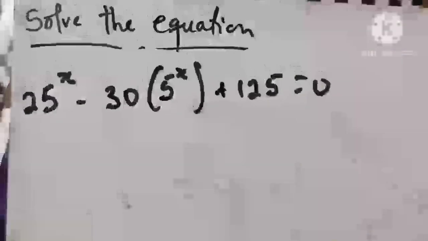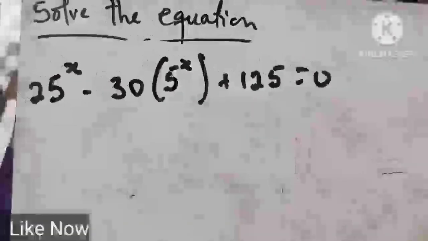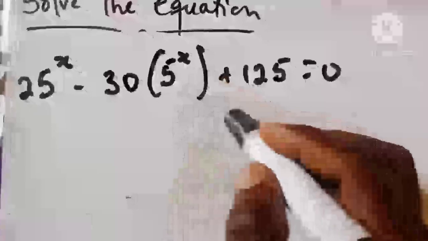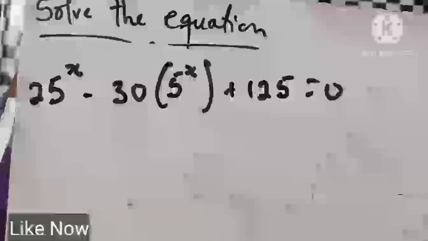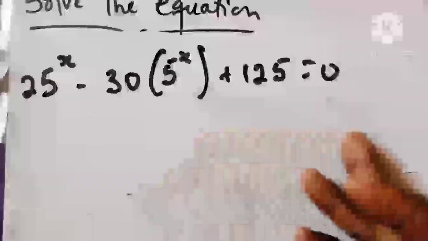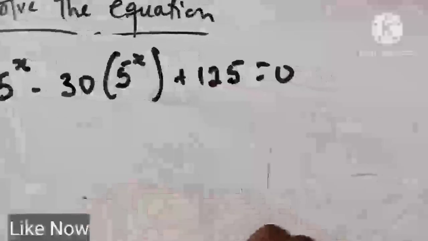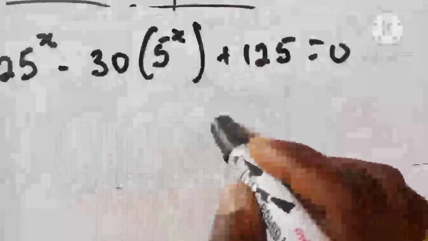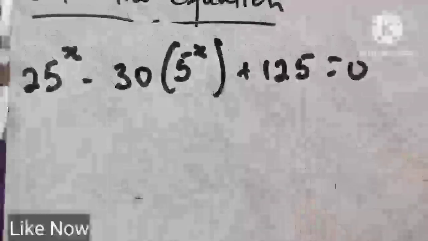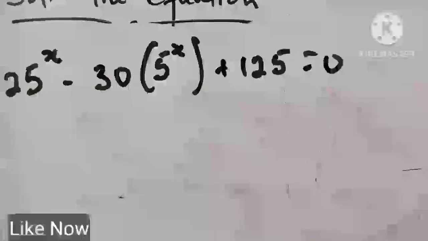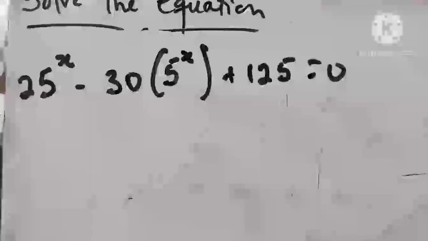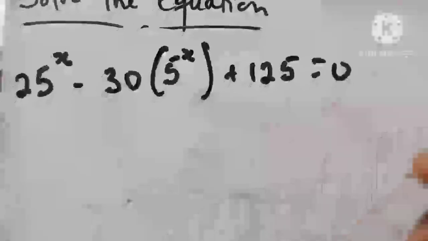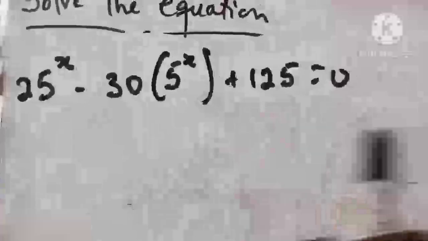So moving on to this part of the question, we are given 25 raised to the power x minus 30 into bracket 5 raised to the power x, and then plus 125, everything equal to 0. Now solving this equation, you must know how to solve a quadratic equation, right? If you don't know how to solve a quadratic equation, make sure that you subscribe to the channel, comment down below, or check our playlist, where we have the equations and quadratics. We've solved everything step by step on how you can go by the factorization method and the other methods that you are supposed to use.